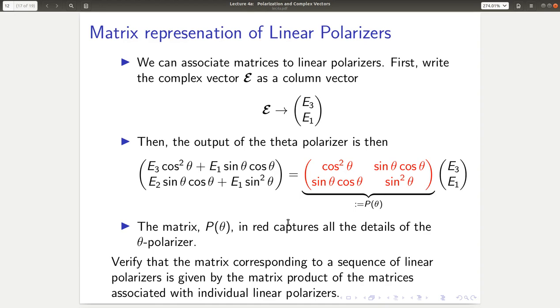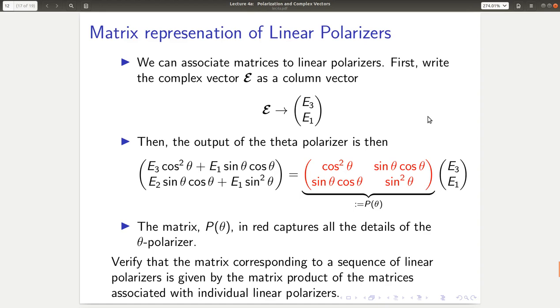But I will finish this lecture by looking at the matrix representation of linear polarizers. To understand this, we associate a column vector. So epsilon, calligraphic epsilon, is your complex vector. So you can see that I can write E3 and E1. These are the components. The first entry is the component along the Z direction. The second entry is the component along the X direction. So we can just write this.